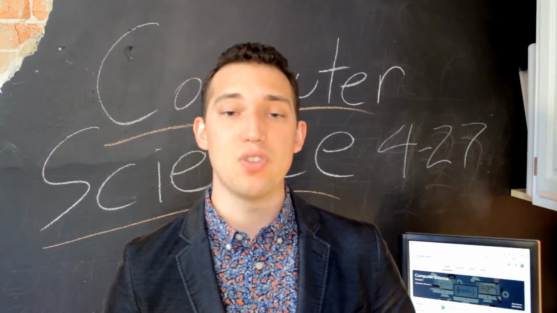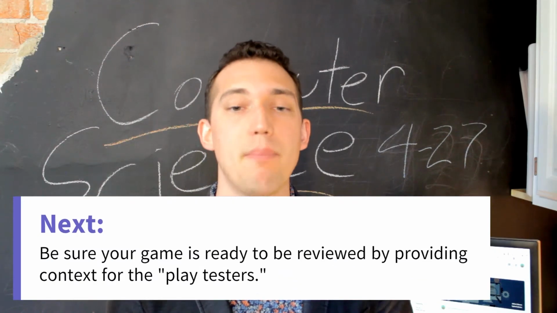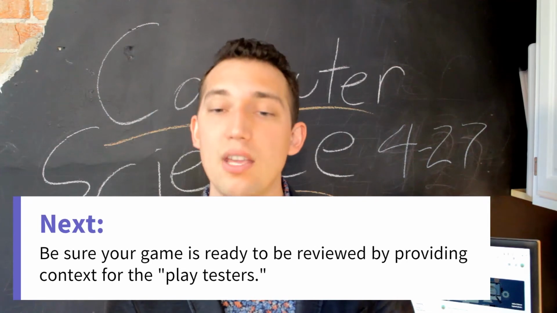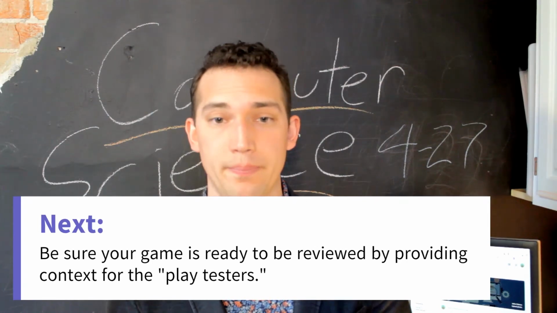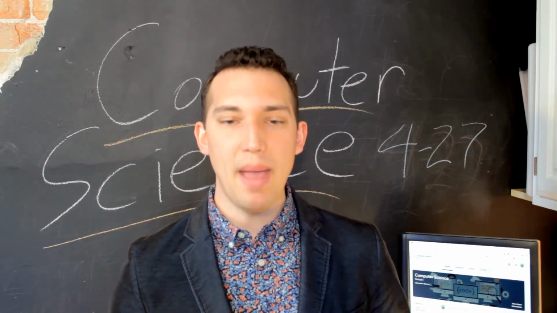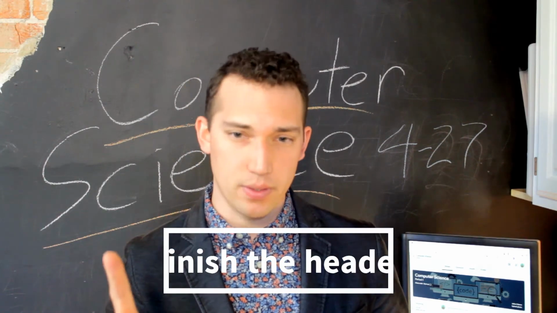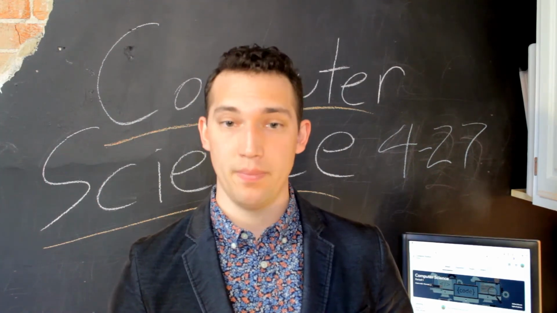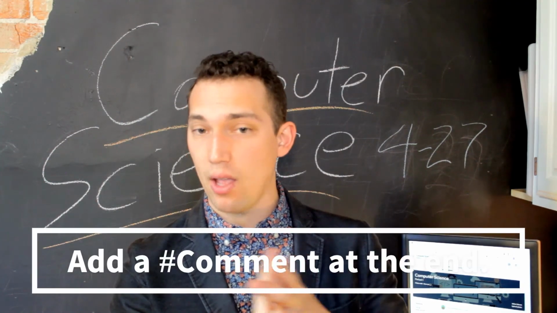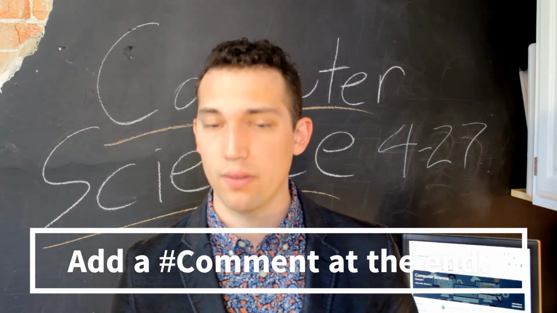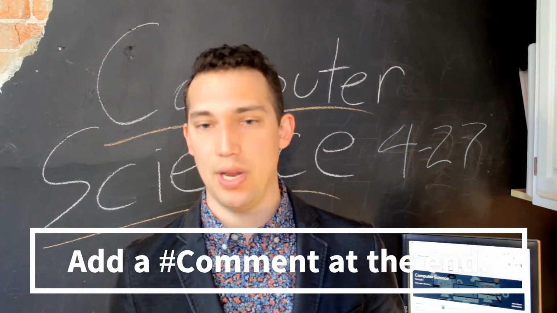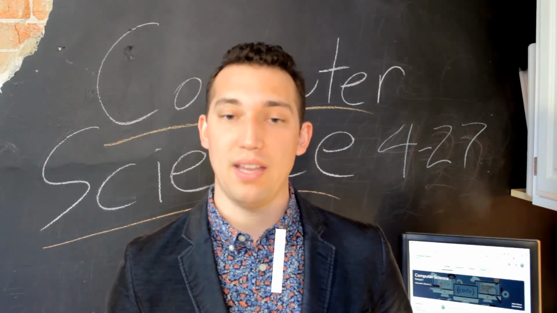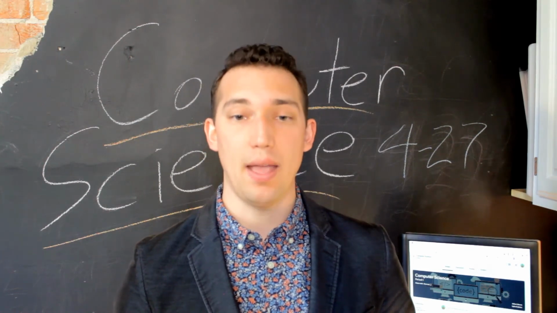Once you're sure your game is on the spreadsheet, the next step is to make sure your game is ready to be reviewed. Now, this doesn't mean it has to be done, it just means your game needs some context. So, here's what you need to do to make sure your game is ready. First, make sure you have a completed header explaining what your game is about. Next, include a hashtag comment. Remember, comments use hashtags, so include a comment at the end of your game file explaining what you've done so far and what you still plan to do. A few sentences here should be fine.